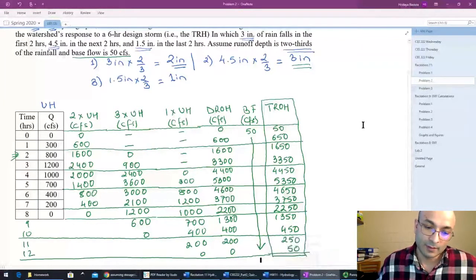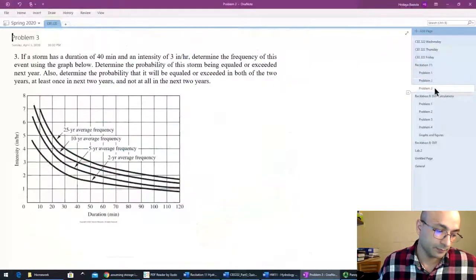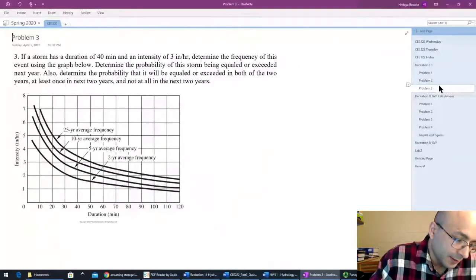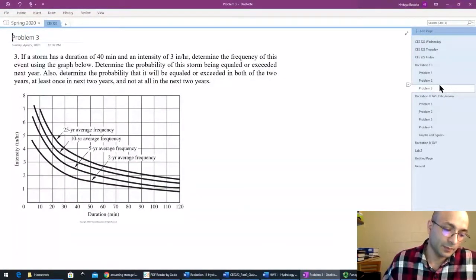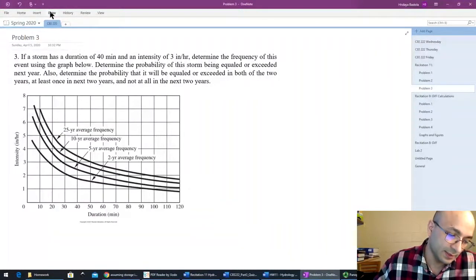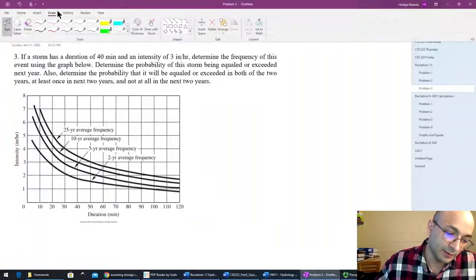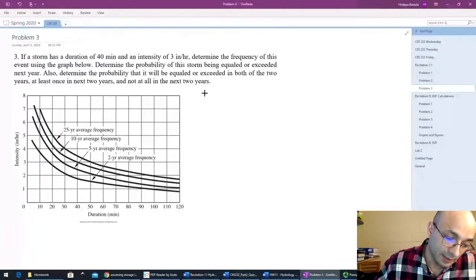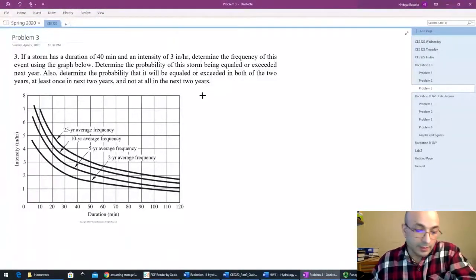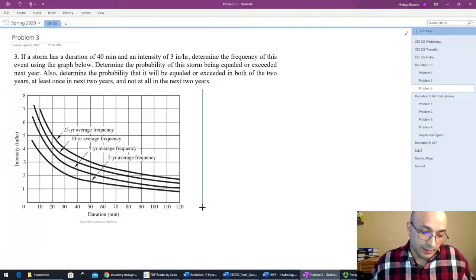Okay, let's take a look at our final problem. So we have a storm with a duration of 40 minutes and an intensity of 3 inches per hour. Let's just add a line here to help me guide. Okay, and another line.